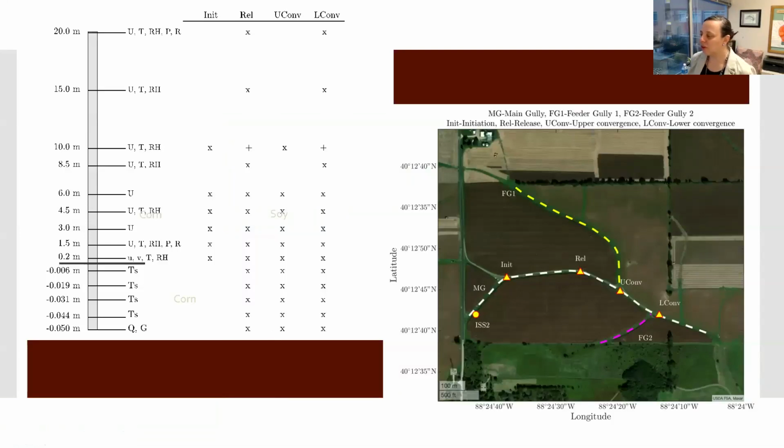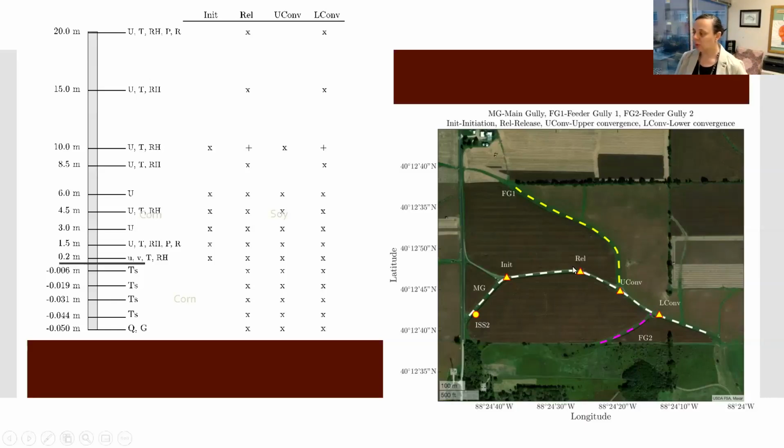Just to further orient you, for those of you not familiar with the Savant campaign, here's our gully. We had 4 towers along the main gully, and we named them based on what we hypothesized would be happening there. The first one, the initiation tower, was not quite at the highest point of the gully, but at the entrance to the gully where we believed downslope or cold air drainage might initiate.